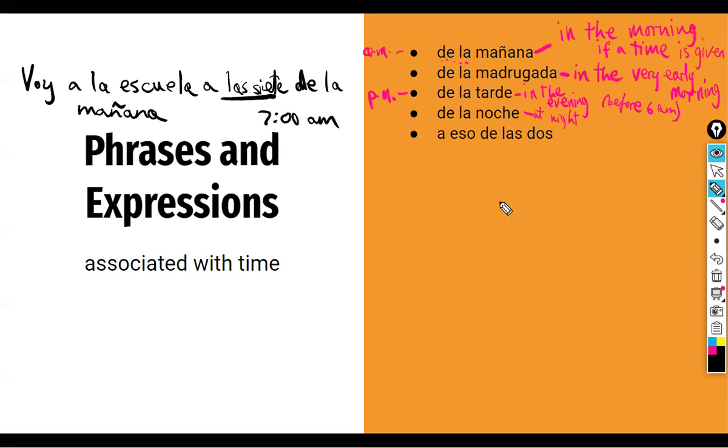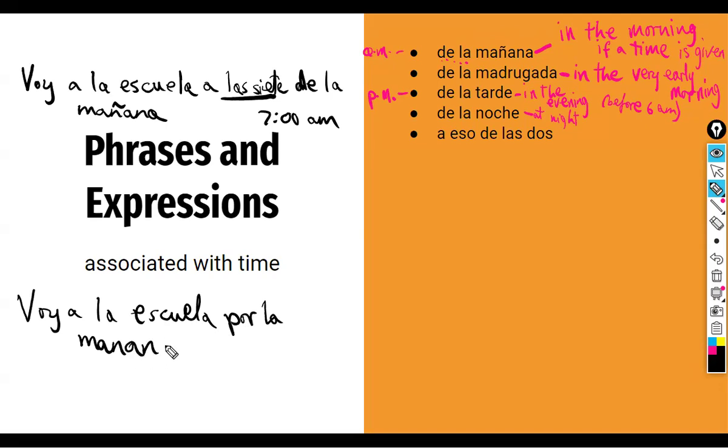Now, if I didn't say 7 o'clock, if I just said I'm going to school in the morning, like if you're feeling sick over the weekend and your parents ask you, okay, you staying home tomorrow or you're going to school tomorrow? And you say, voy a la escuela por la mañana. So you don't always use de la mañana or de la tarde to translate in the morning or in the evening. You use it when a time is given because it works like AM and PM.